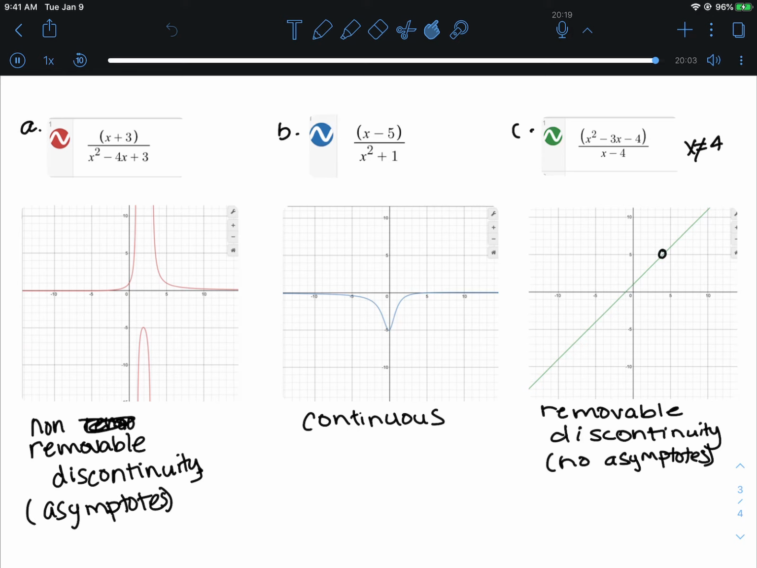Now, are all of the graphs going to look like this? No, but the general idea is going to remain the same. That you're going to have an asymptote, therefore non-removable. You may have no asymptotes, therefore removable, or it might just be continuous and never ever ending.